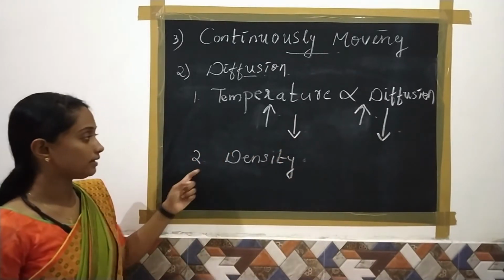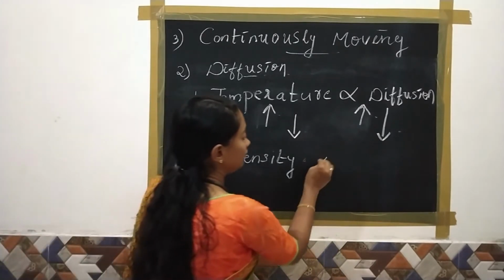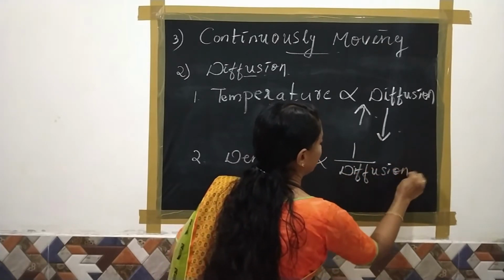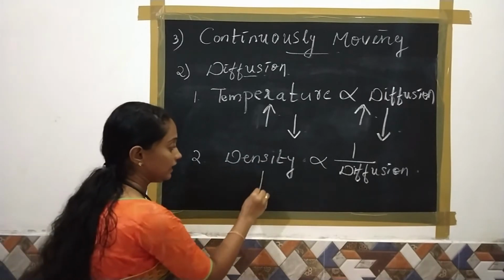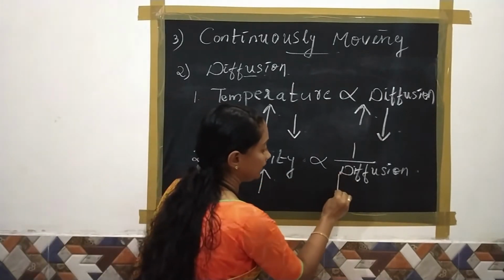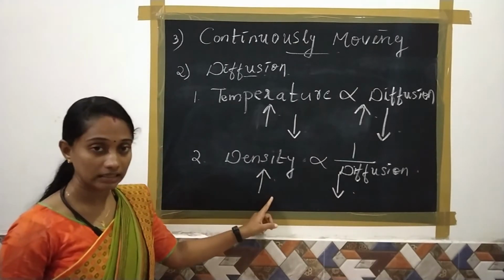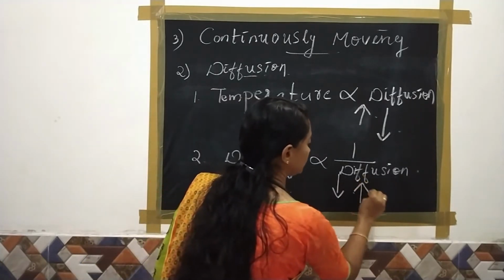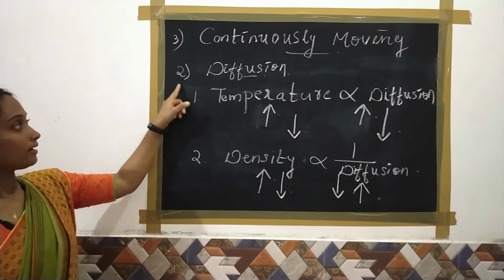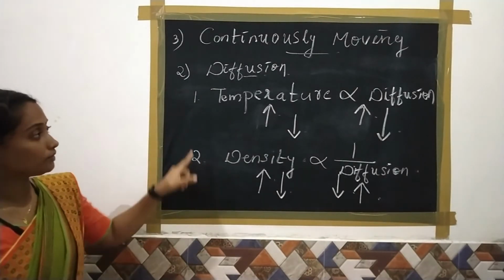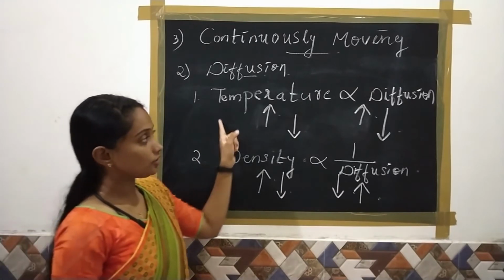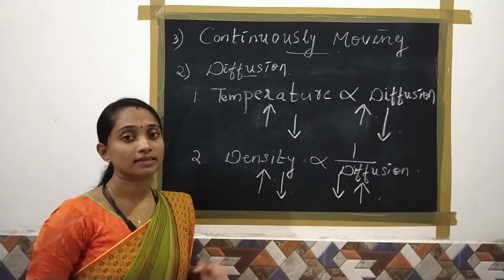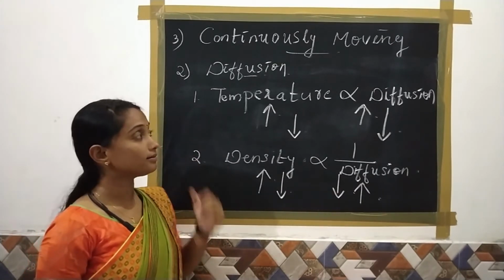Now the second factor, that is density. Density is inversely proportional to the diffusion rate. That means when the density increases, the rate of diffusion decreases. And when the density decreases, the rate of diffusion increases. So two factors are affecting diffusion: first temperature, second density. Temperature is directly proportional to diffusion and density is inversely proportional to diffusion. These are the new terms, and they are helpful to understand the third characteristic very well.